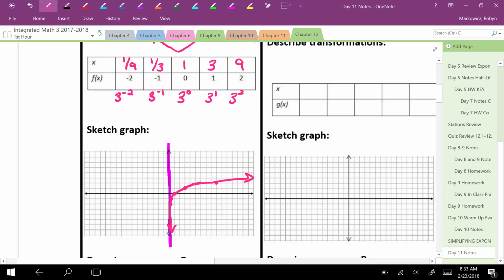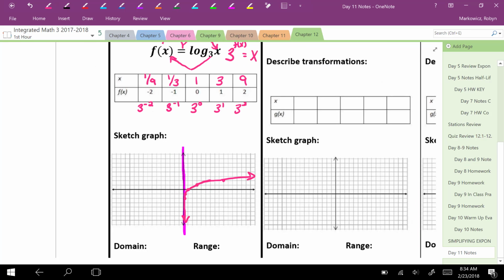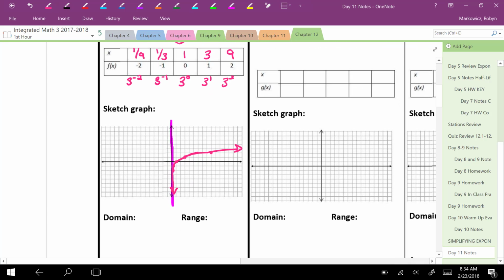You should have a graph that looks like this. What is the domain here? 0 to infinity.